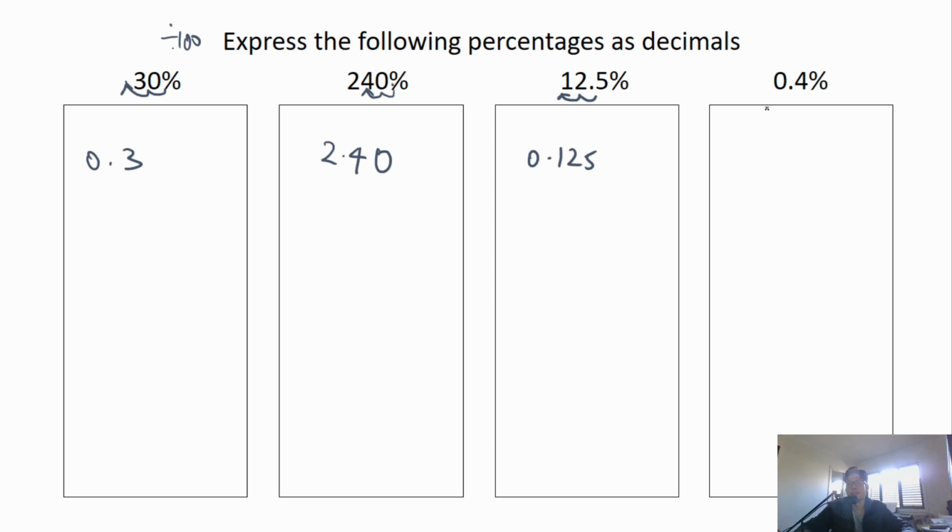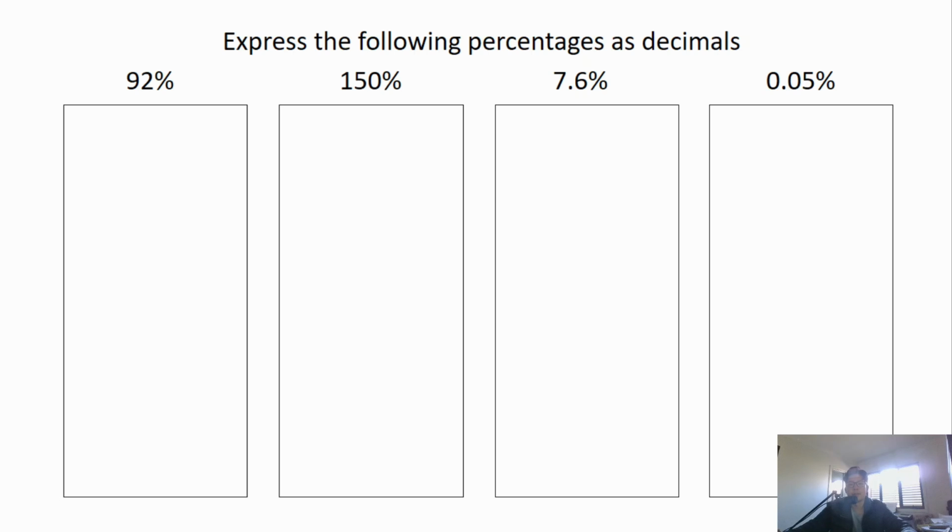0.125. And this last one, once again, move it 2 places to the left. Just add another 2 zeros here to make it easier to visualize. That's exactly the same number as 0.4. That becomes 1, 2, and the decimal point goes right in between there. So the new number is 0.004. Now that I've done some with you, pause the video here and have a go at these 4 values, and once you're done, just unpause and I'll go through it with you.